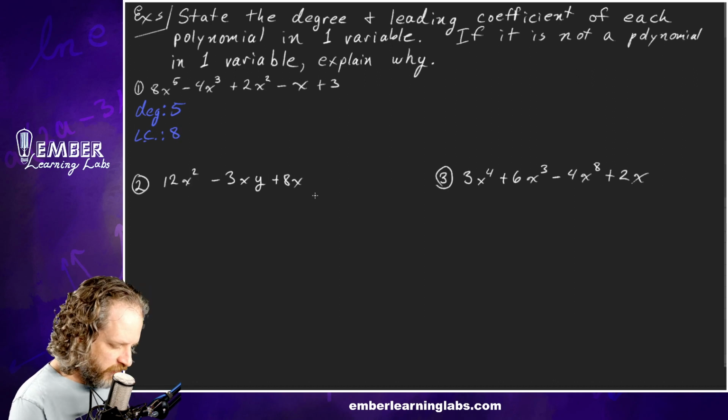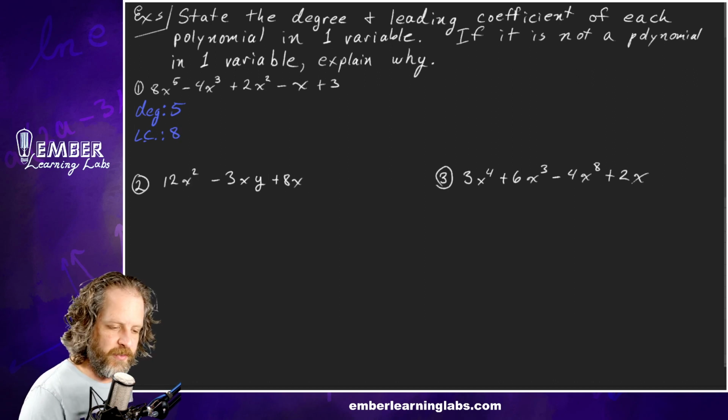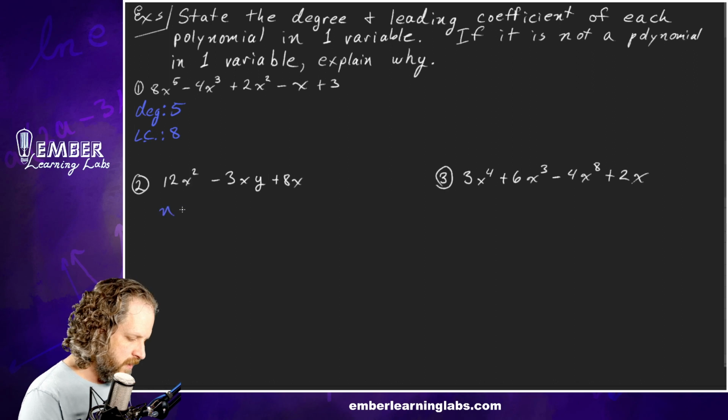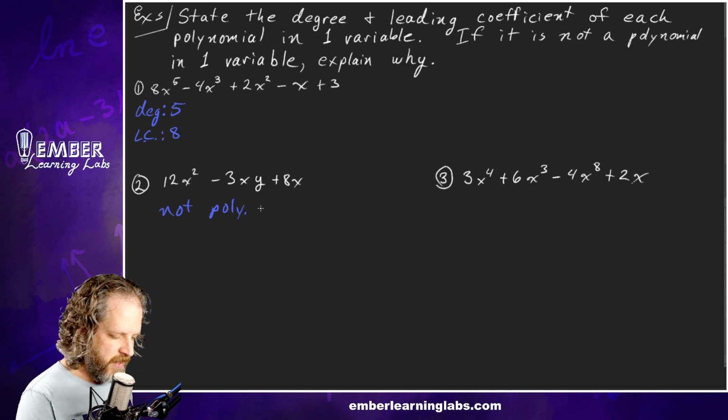There's number 2. This one is not a polynomial in one variable. But why is it not? Well, because it's got 2 variables. Not a polynomial in one variable.